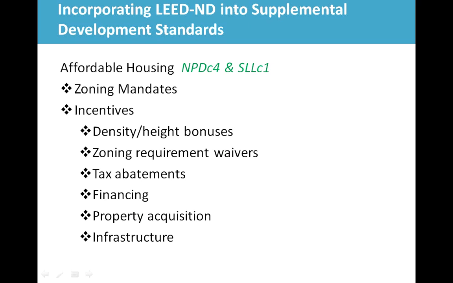This could include awarding additional density to developers who provide affordable housing units, as well as waiving certain area, height, parking, or other requirements. Other possible incentives include abating local taxes, providing mortgage financing, acquiring and disposing of property, and providing infrastructure for housing built by nonprofit and other developers under public-private partnerships.